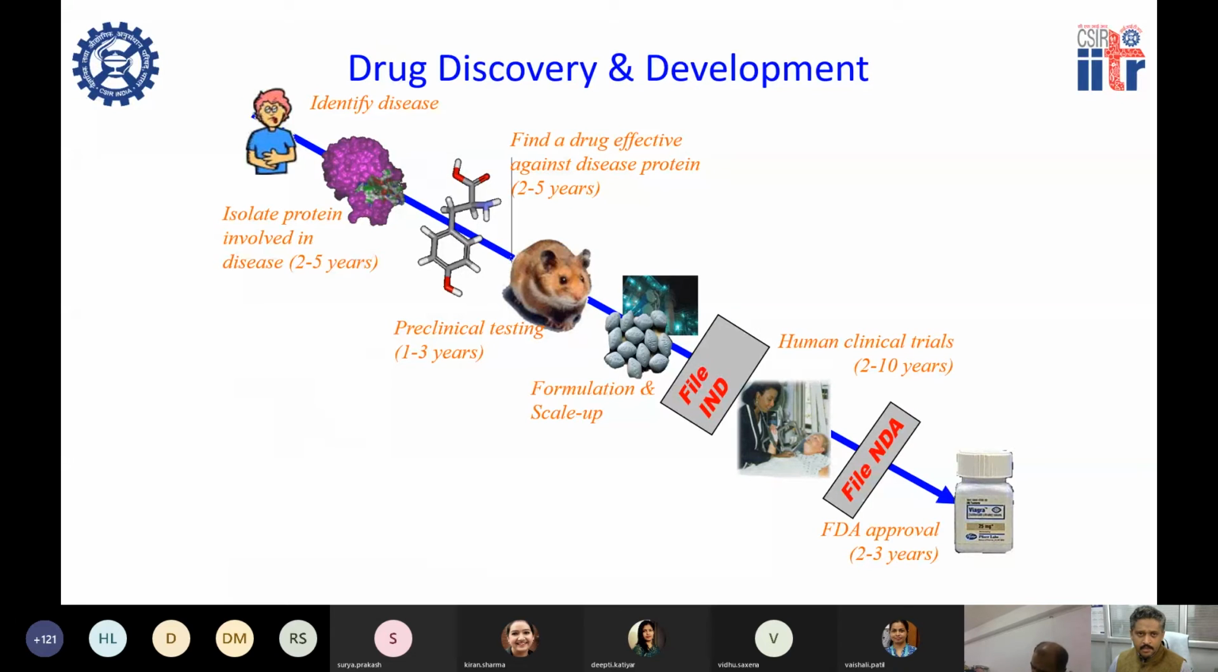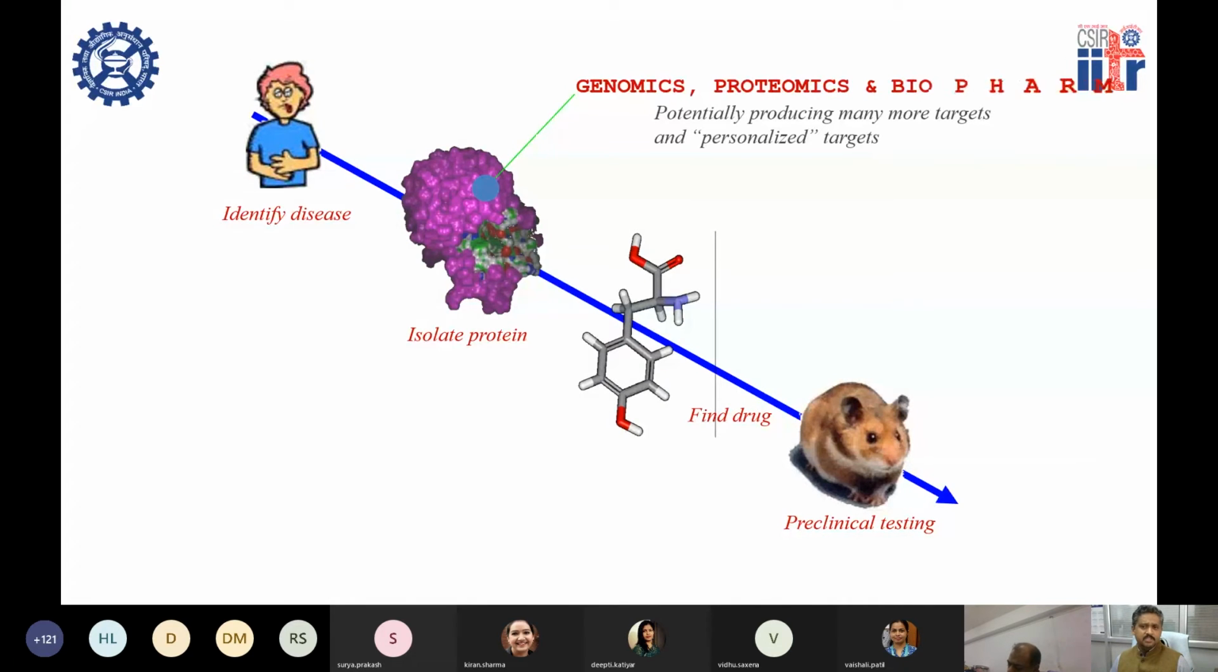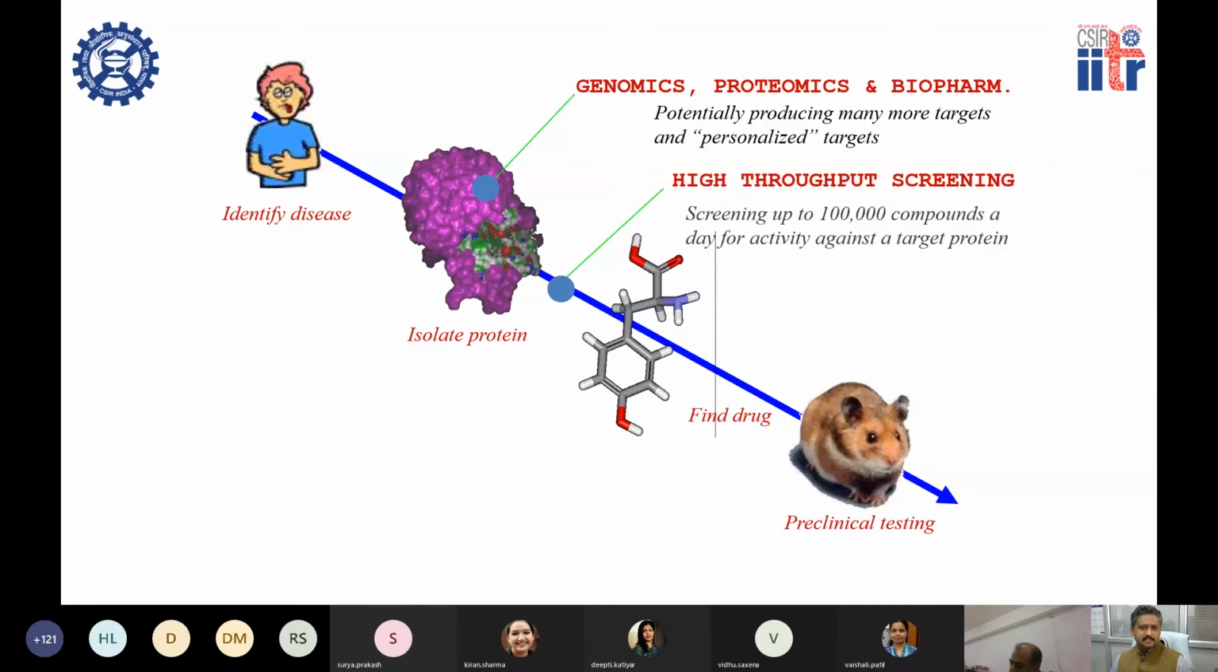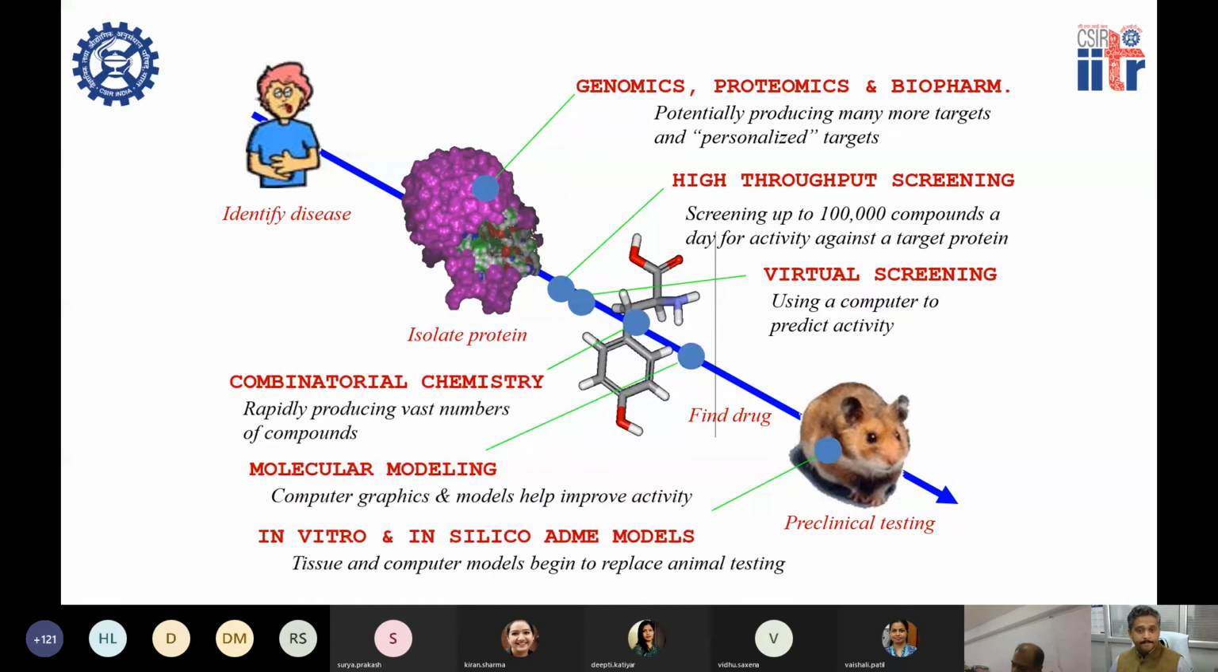So this is the traditional drug discovery process, and advanced integrated tools make the drug discovery process much faster and more sophisticated, going from bench to bedside.